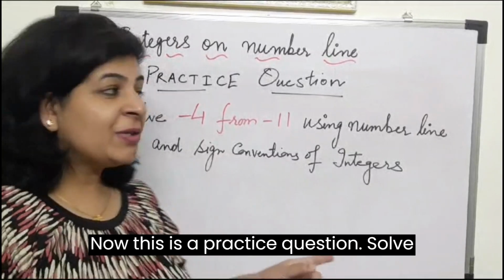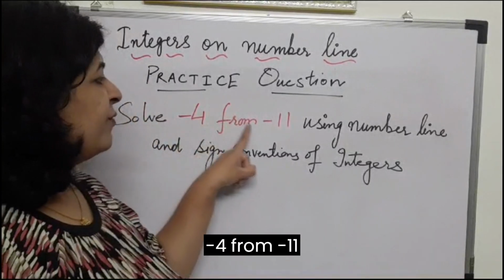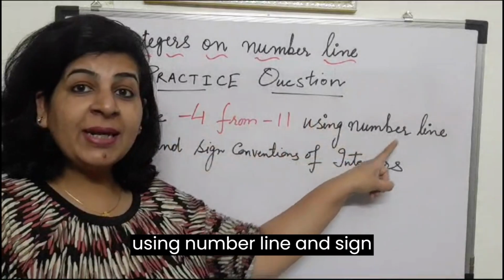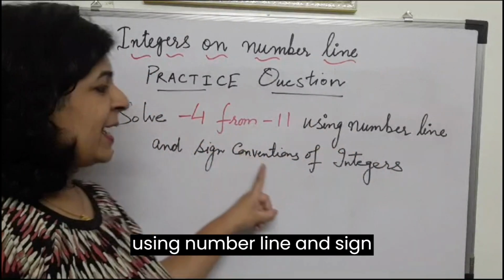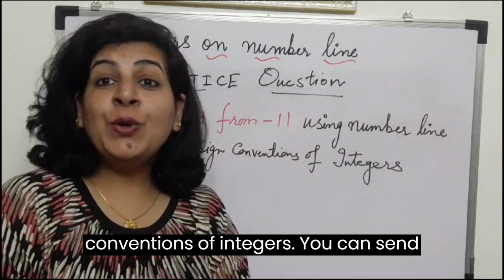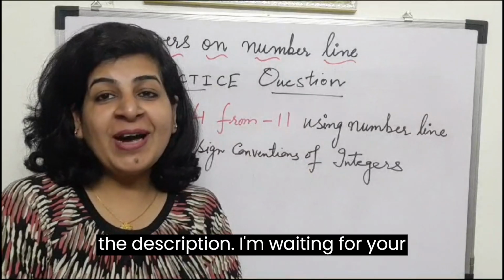Now this is a practice question. Solve -4 from -11 using number line and sign conventions of integers. You can send your answer, keep it for your answer.